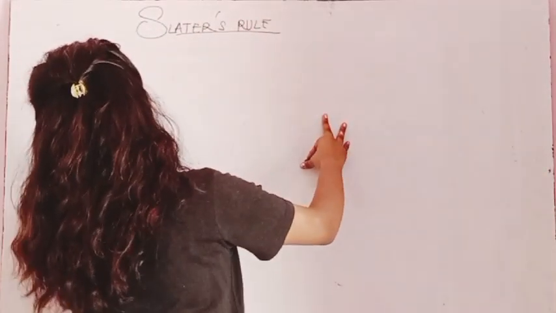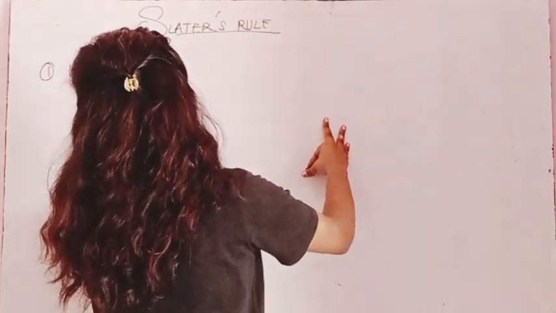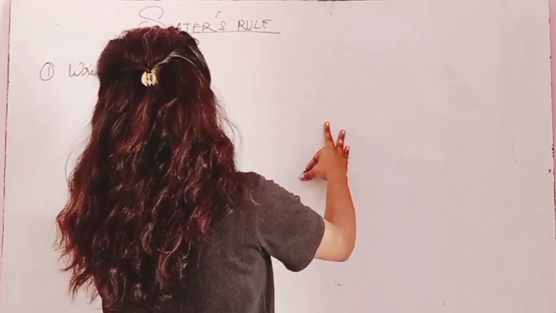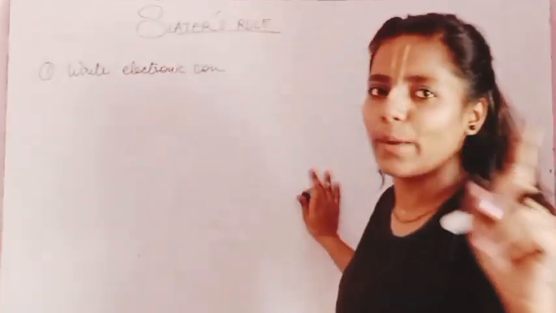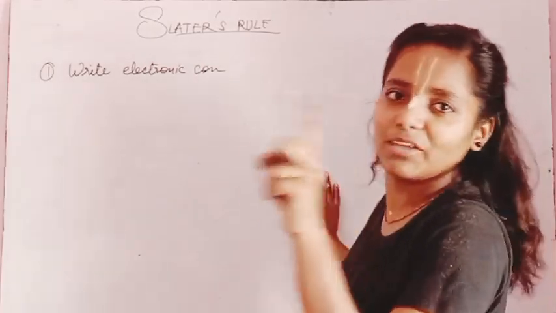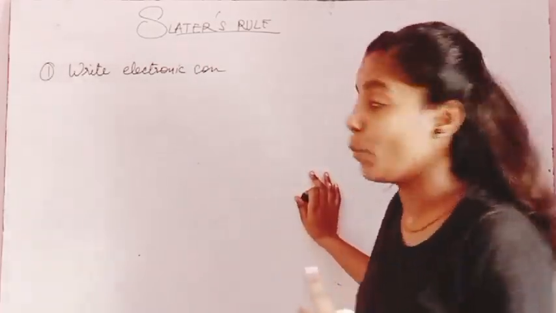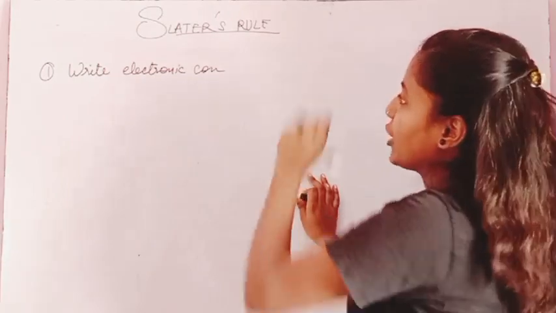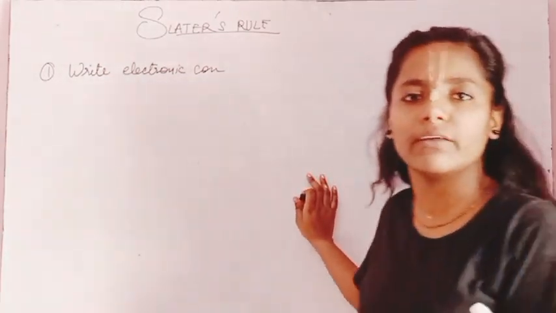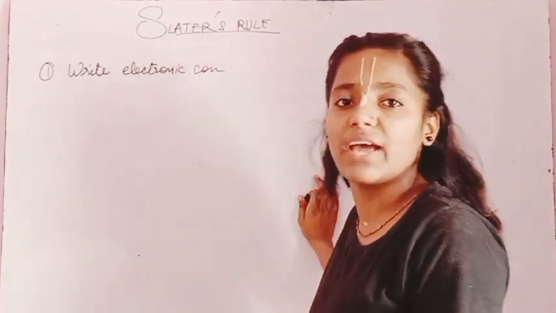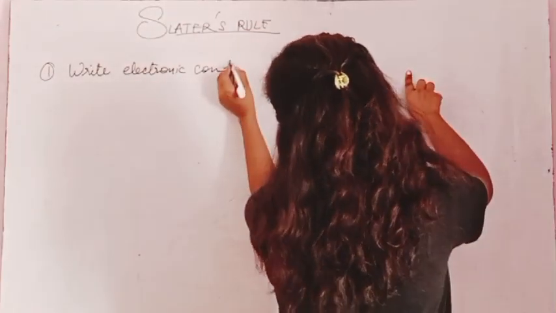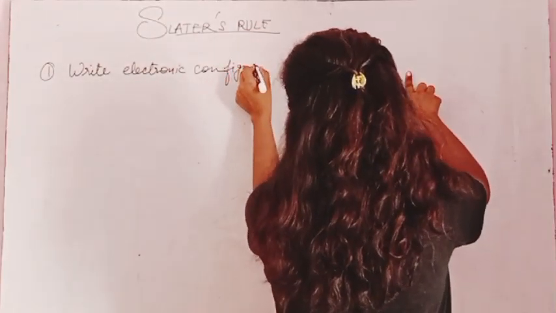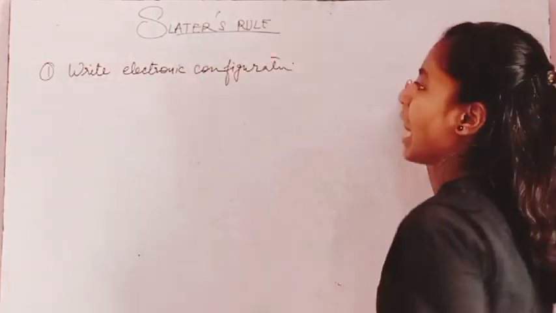The first step is to write down the electronic configuration. And wait, I'm not going to repeat it like s, s, p, s, p, s and so on. No. The electronic configuration for the Slater rules is totally different from writing the electronic configuration of the element. You would ask, how? Let us see how. Write the electronic configuration on the basis of the Slater rule.